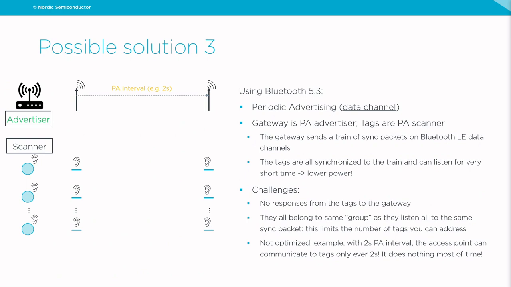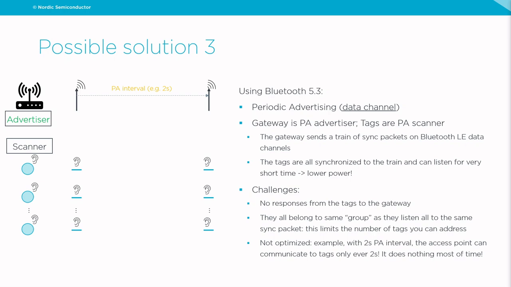Prior to Bluetooth 5.4, there was another alternative approach, which is worth looking at because it is a step forward from the previous one and a step closer to the solution. In the previous slide, we liked the idea that the tags could be listening, so being low noise. So they were scanners. But the problem was that the tags didn't know when to expect a message from the access point. In this slide, we see that periodic advertising somehow solves this problem.